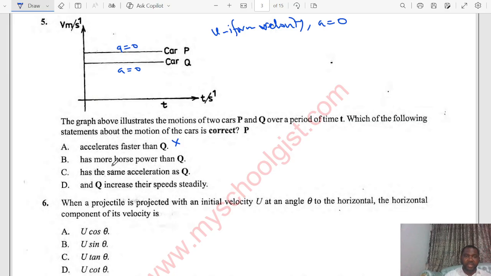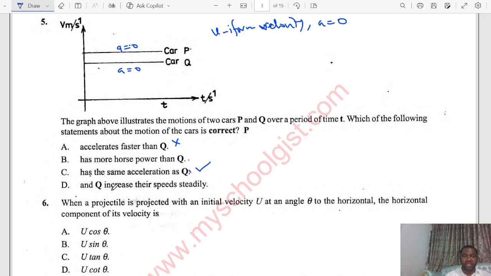B says P has more horsepower than Q. Let's see. We may not be able to conclude that yet, but we know that P has a higher velocity than Q. Okay, C says P has the same acceleration as Q. Yeah, that's the best answer here. They have the same acceleration because both of them have acceleration equal to 0.